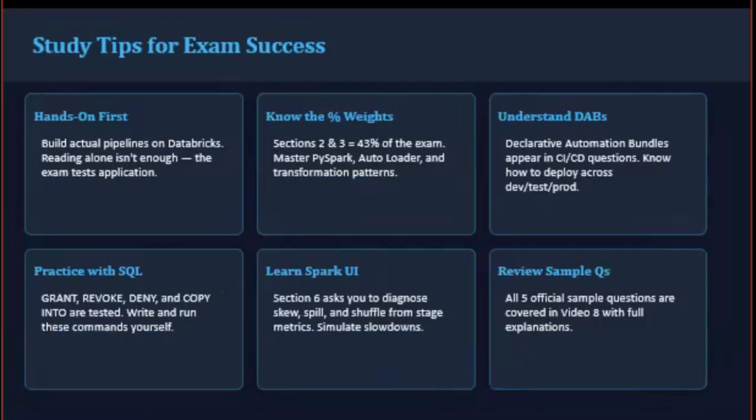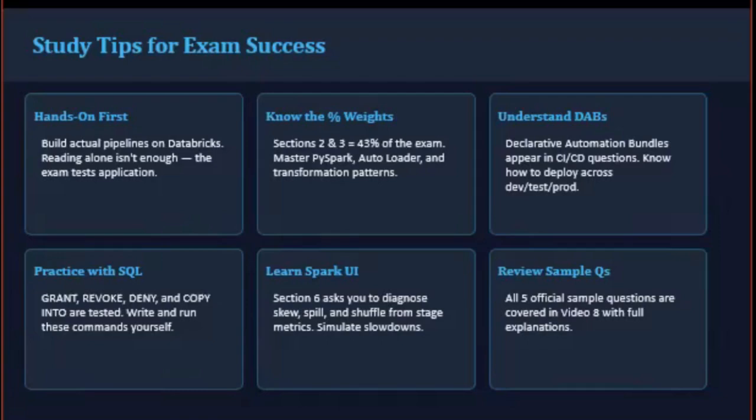Let me give you my top advice for passing this exam on your first attempt. Number 1, hands-on first. This exam doesn't test recall. It actually tests application. You will see scenarios and not "define these terms" kind of questions. So the best preparation is building the real pipelines. Number 2, know the weights. As I mentioned earlier, section 2 and section 3 are 43% of the exam. And if you are cramming the night before, review Auto Loader, PySpark transforms, and join optimization.